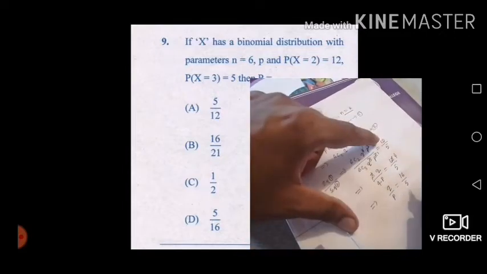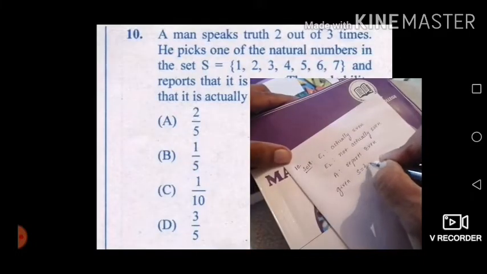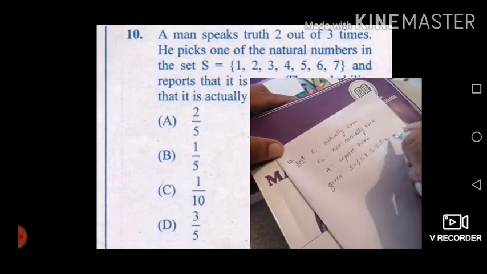We know very well in binomial distribution the value of Q is 1 minus P. The value of Q is 1 minus P. The value is equal to 1, 2, 3, 4, 5, 6, 7.